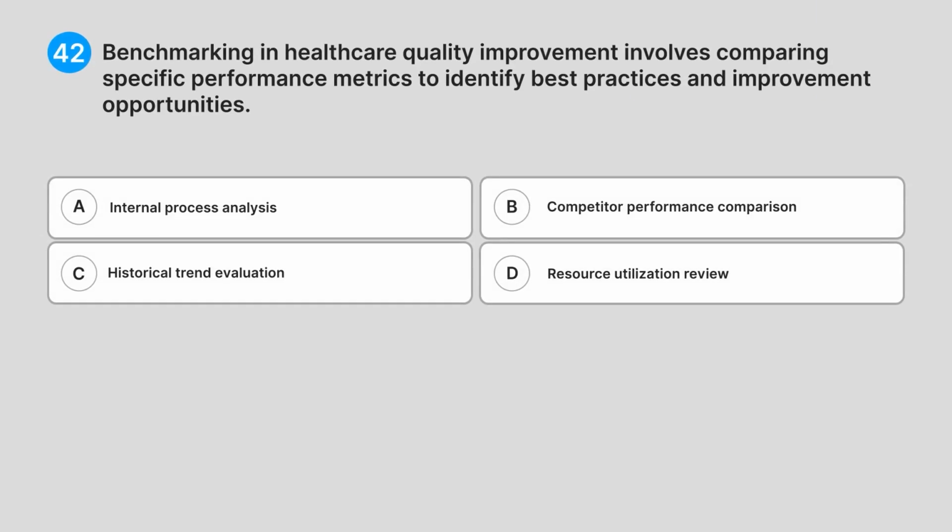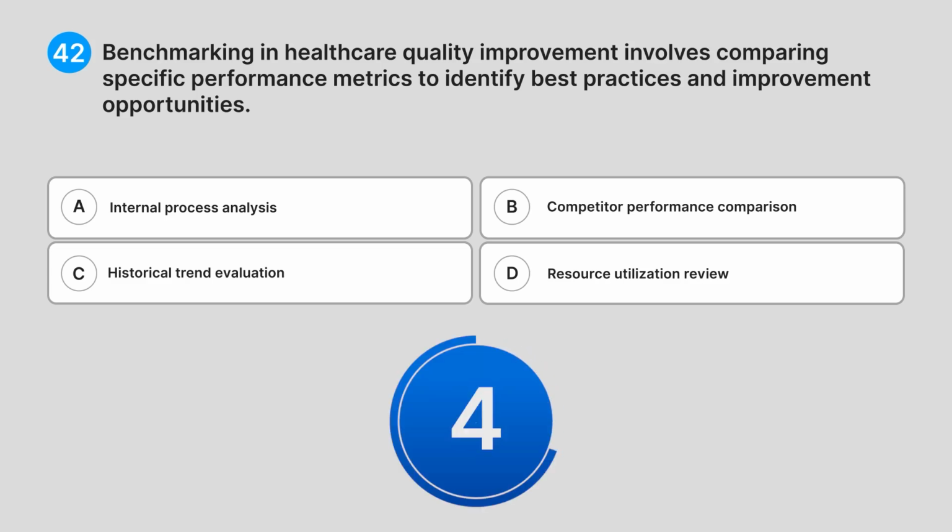42. Benchmarking in healthcare quality improvement involves comparing specific performance metrics to identify best practices and improvement opportunities. A. Internal process analysis. B. Competitor performance comparison. C. Historical trend evaluation. D. Resource utilization review. Do you know the answer?